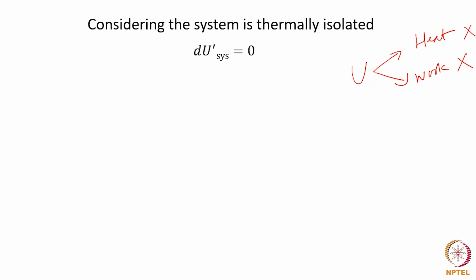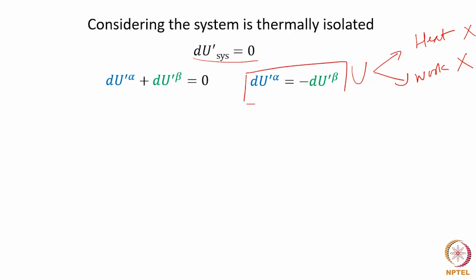So therefore the internal energy of the entire system should be constant, which means that the change in the internal energy must be 0. And this change in the internal energy is written as a sum of the internal energy change for alpha and beta, which means that dU alpha plus dU beta is equal to 0. This means that dU alpha is equal to minus dU beta. Now this is a very important relationship for us because we are going to use this to eliminate one of the two quantities.